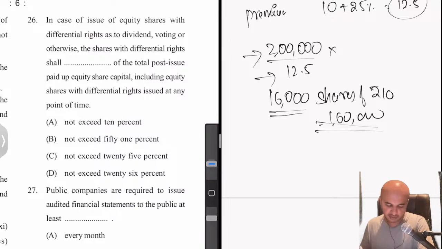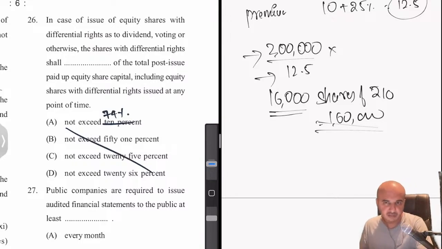Okay, so let me read the question once again. In case of issue of equity shares with differential voting rights, as to dividend, voting or otherwise, the shares with differential rights shall not exceed 74% of the total post-issue paid up equity share capital. It's a limit set by the law. That limit is 74%. It shall not exceed how much? 74% of the post-issue paid up equity share capital, including equity shares with differential rights. So that is the correct answer. None of the options given here are correct. Unfortunate, but that is what it is.